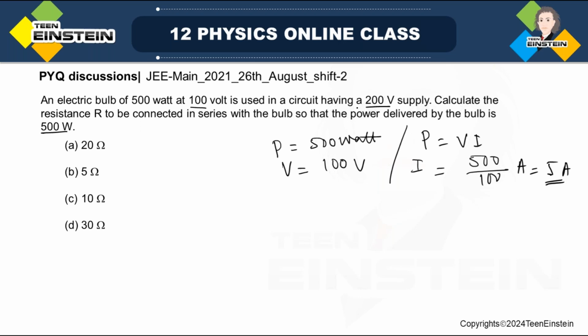Okay, so calculate. See, now you have been given a circuit where there is a power supply of 200 volt. How much extra resistance do you have to connect in series with the bulb? Okay, so for that you need to find out what is the resistance of the bulb itself. Let us find out the resistance of the bulb. See, we know P is equal to V square by R, right? So the resistance of the bulb is V square by P, where V is 100. So 100 into 100 divided by 500.